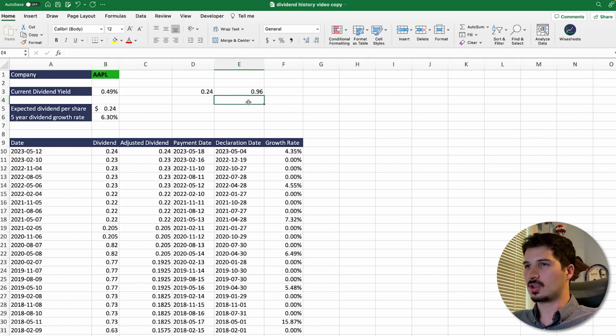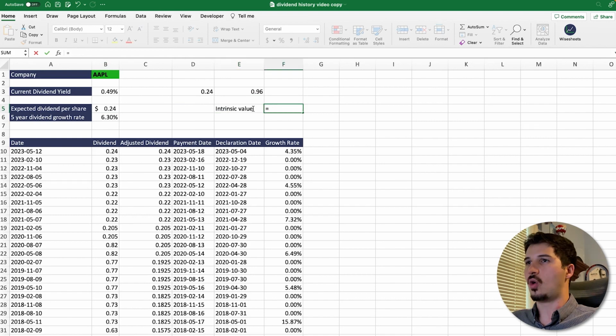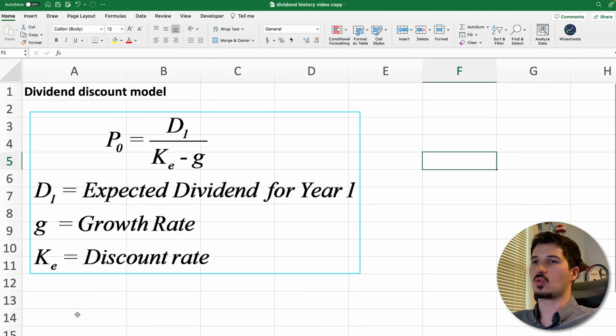So now what are we gonna do? If we're gonna calculate the intrinsic value, all we need to do is take this dividend and then divide it, remember, between the difference. So we're just gonna say the difference is now 1 minus the growth rate. So we're gonna leave this for now, but now we're missing the most important part, which is the discount rate that you can see right here.